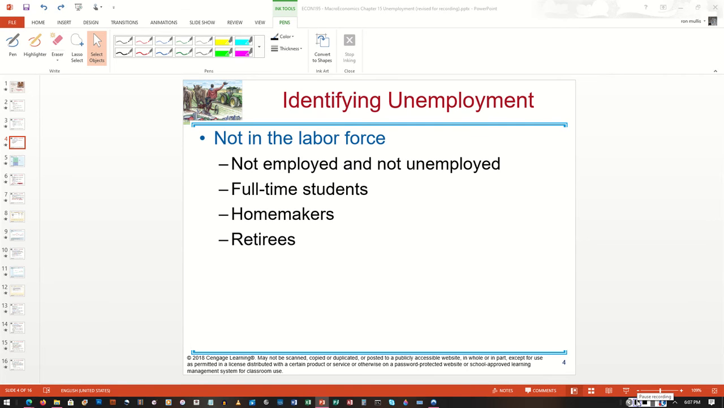The third group are the people that are not in the labor force anymore. These are the people that have been unemployed for over 4 weeks, and they have given up looking for a job. They're not even looking for a job to be employed. The not in labor force also includes students, whether part-time or full-time, homemakers, and retirees. It also includes discouraged workers, the people that want to work, but they just stop looking for a job.